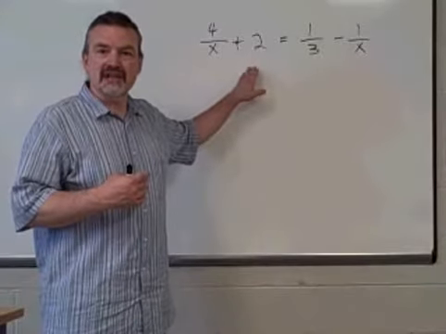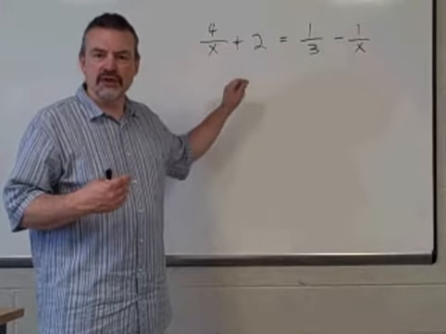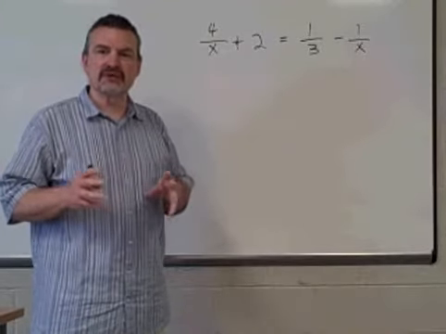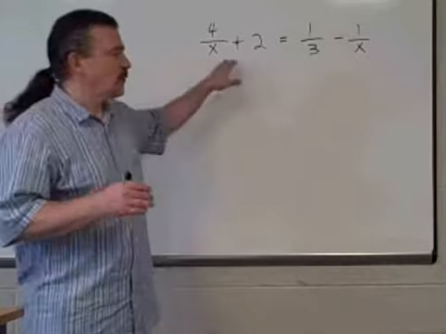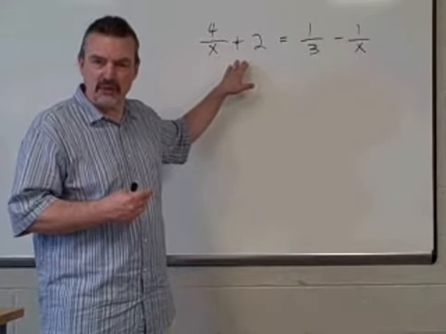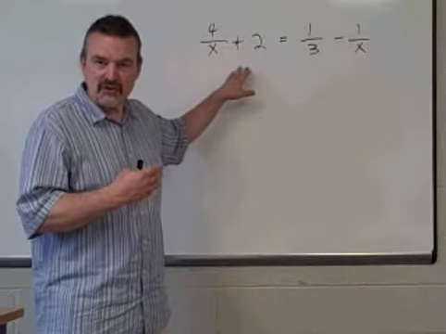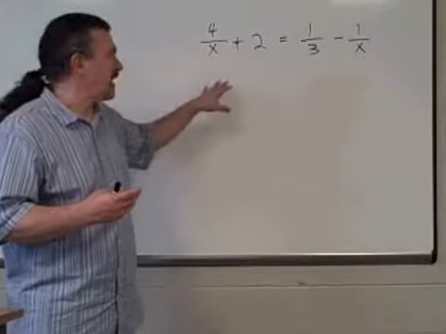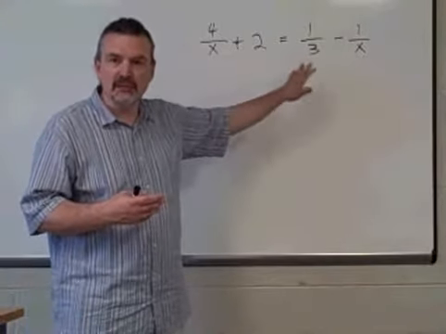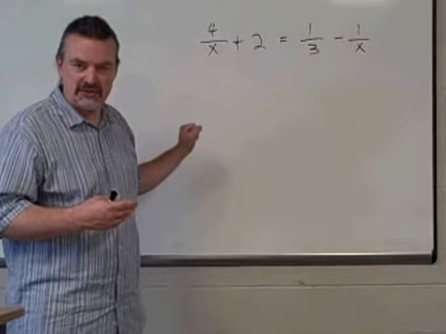This equation is an example of what we call a rational equation. The rational numbers are numbers that can be expressed as a fraction. When we have an equation that contains fractions, we call it a rational equation. Our technique for solving rational equations is to find the least common multiple for the denominators of the fractions.